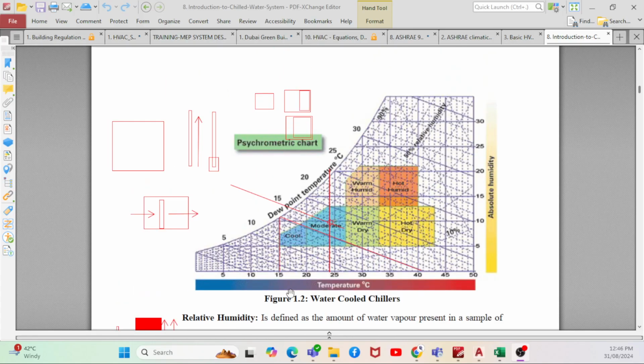You can see the psychometric chart. This particular chart you can easily identify. This is the dry bulb temperature, this is the wet bulb temperature. This is the dew point temperature, this is the absolute humidity, and this is the relative humidity.